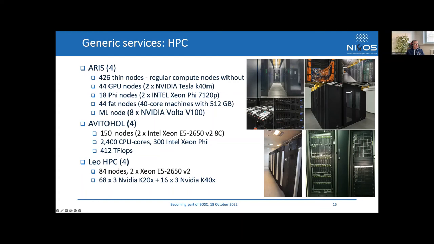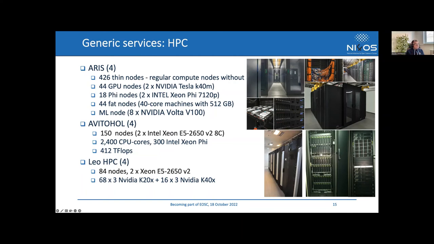Each of these nodes is equipped with two NVIDIA Tesla K40 cards. Also, they have Xeon Phi nodes. ARIS also has 44 fat nodes. These are machines oriented more to the OpenMP approach. There are a lot of cores: these are 40-core machines with 512 gigabytes of RAM. And there is one machine learning node that is equipped with 8 NVIDIA Volta cards.